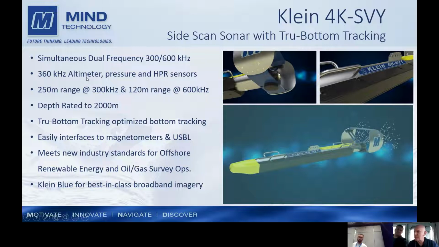Now, this altimeter saves you a huge amount of time in processing your data, and the sort of calculations I've done is that you can save about 40% of the time when you're actually generating a mosaic. You can get about 250 meters of range off the 300 kilohertz system and about 120 meters of range off the 600 kilohertz. It is depth rated to 2,000 meters. And I mentioned the bottom tracking. It's been optimized for something that we call true bottom tracking, so you seldom get any errors in your bottom tracking. It easily interfaces to magnetometers and USBL systems, and it meets standards for offshore renewable energy and gas.